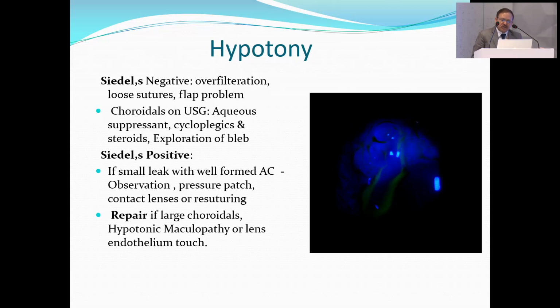In Seidel positive cases, look for the leak, and if you are able to detect it, manage it. If the leak is small with a well-formed AC and there is no lens-cornea touch, observe it or do pressure patching. Sometimes you may need a contact lens, or if it all fails, then you may have to explore and look for other causes. If there are large choroidals with hypotonic maculopathy or lens-endothelial touch, then you have to manage it urgently.